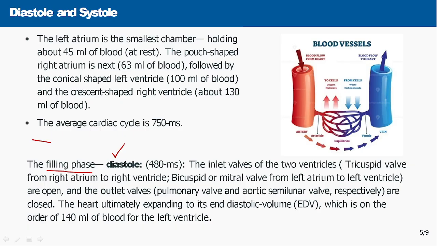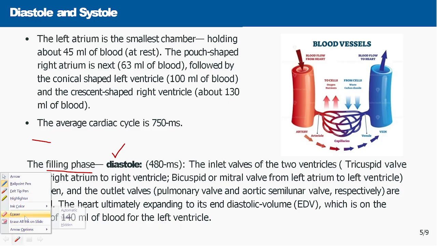The heart ultimately expands to its maximum end diastolic volume, because the blood is entering and filling the heart. So, it will fill up to its maximum capacity, the end diastolic volume, EDV, which is on the order of 140 milliliters of blood for the left ventricle. So, EDV is 140 milliliters, end diastolic volume.